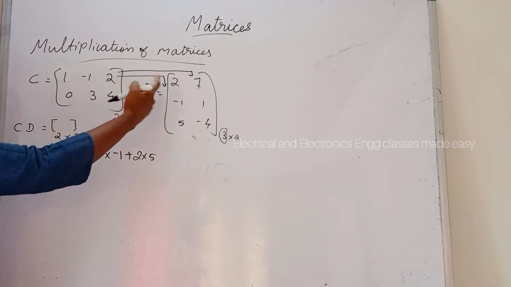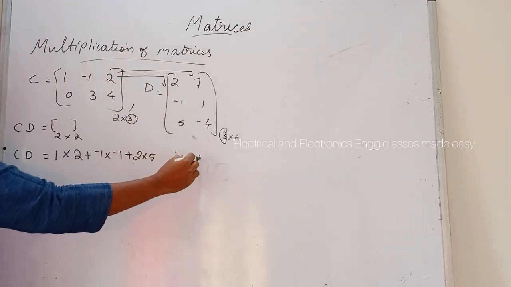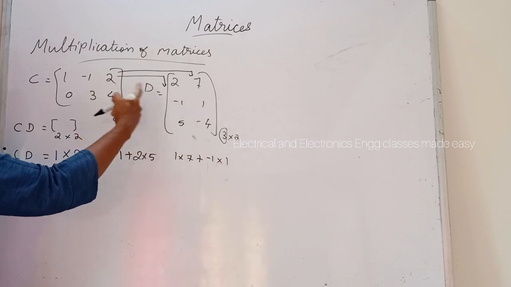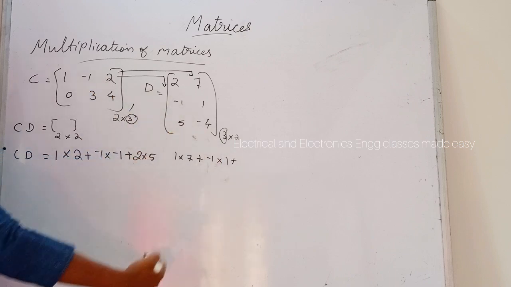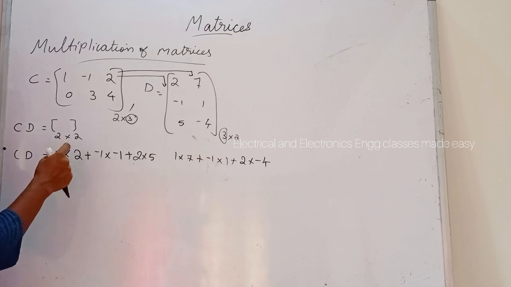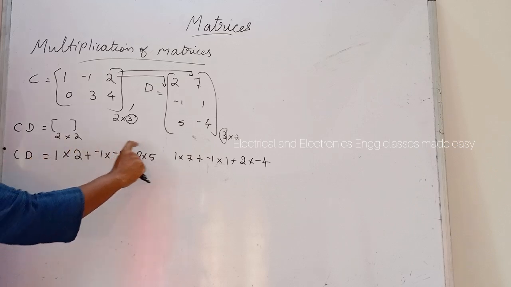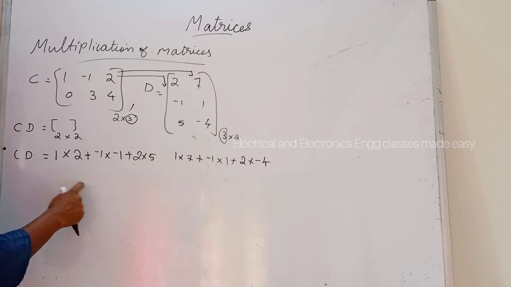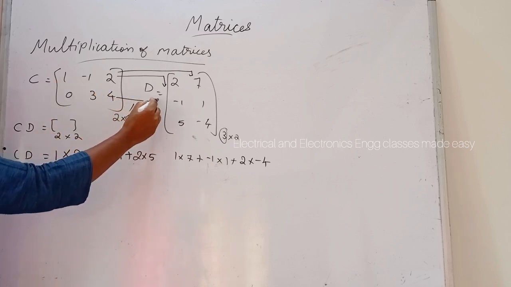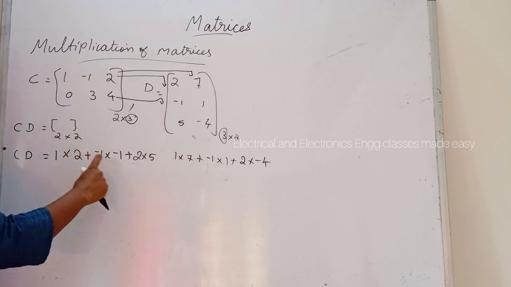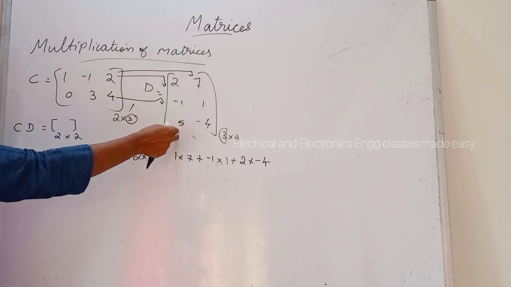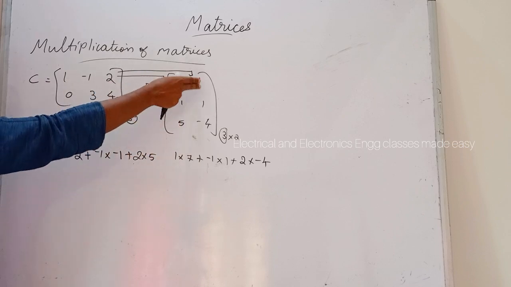So here 1 into 7 plus minus 1 into 1 plus 2 into minus 4. Then to get the second row, so this is a 2 by 2 matrix, so second row, here also take the second row and do the same procedure as the above, that is second row and first column, then second row and second column.